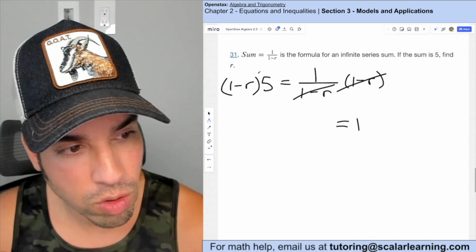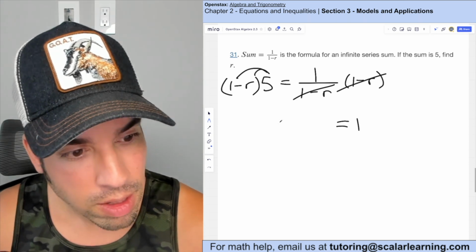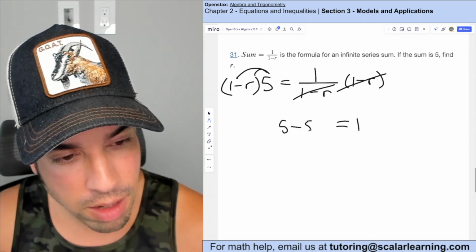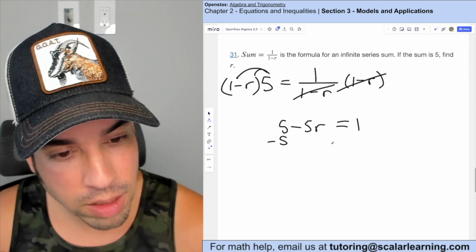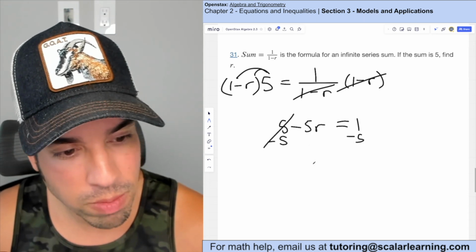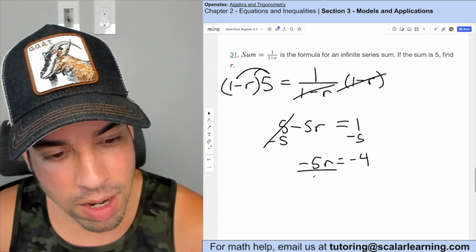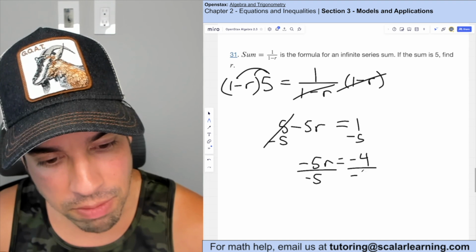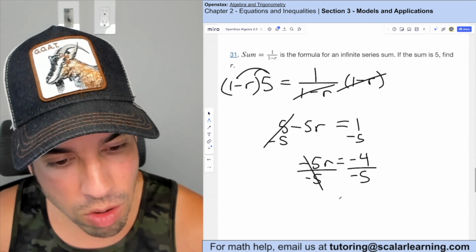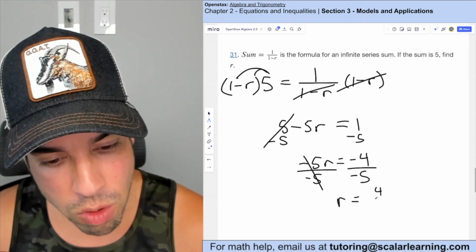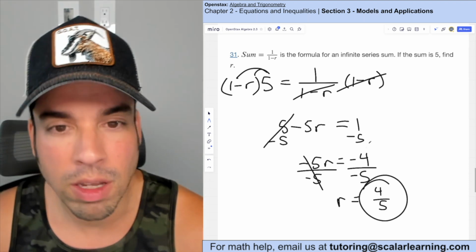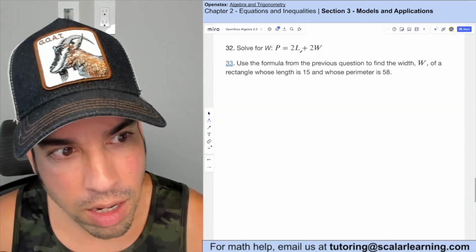1 equals, let's go ahead and distribute the 5. Then I got 5 minus 5r. Then I'm going to subtract 5 from both sides. Boom, boom. Negative 5r equals negative 4. Divide by negative 5, divide by negative 5. Negatives cancel out. r equals 4 over 5. Boom, done.